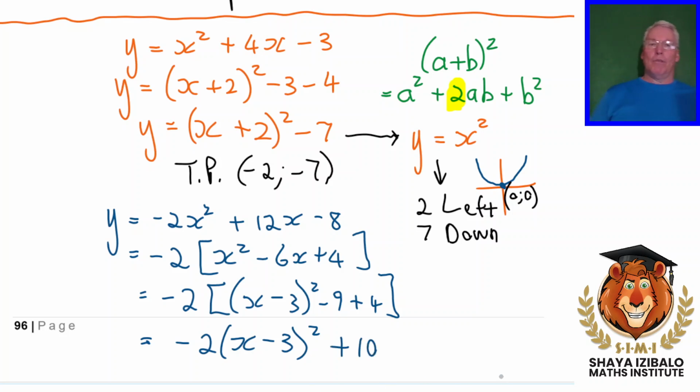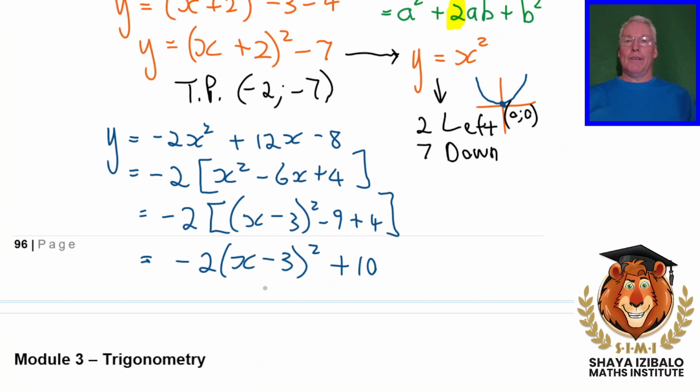Right, and now what we've got is that this is just a negative parabola, a sad parabola, right, shifted. It's actually the graph negative 2x squared, which is just a bit tighter, sad and tighter. It shifted 3 to the right and 10 up. So this one has a turning point at (3, 10).